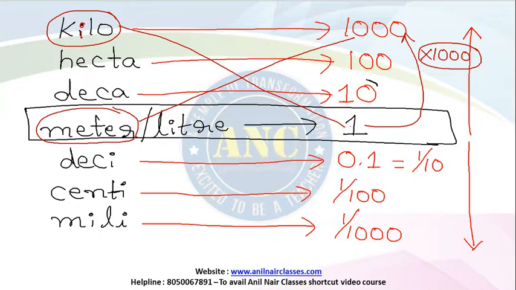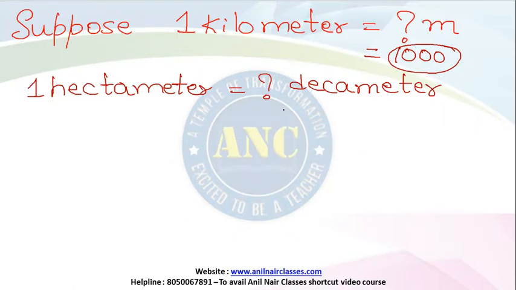That means decameter is represented as 10. Hectameter is represented here as 100. 10 is becoming 100. Multiply by which value? Multiply by 10, because 10 into 10 is only 100. So in simple language, 1 hectameter is equal to 10 decameter.